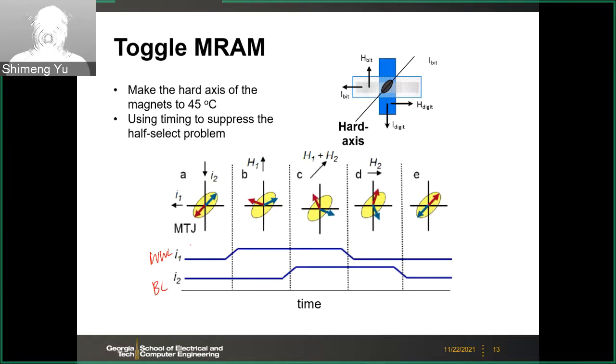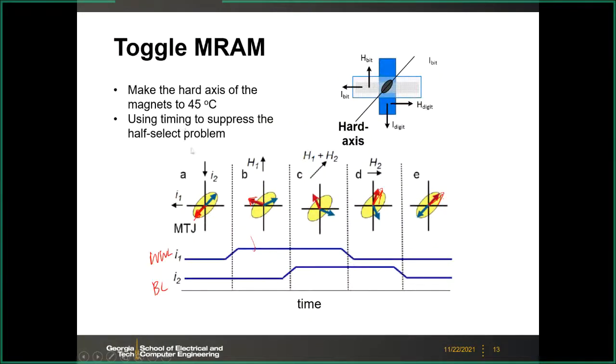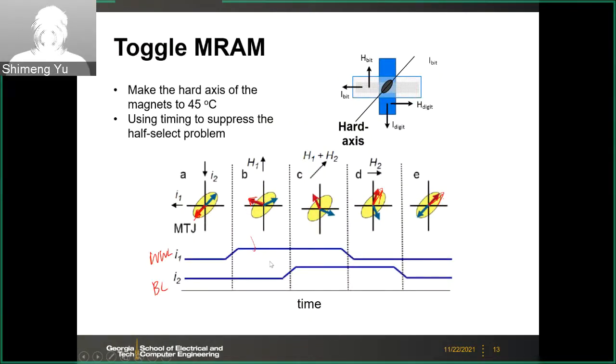First, you apply the WWL. So, for example, this is the initial direction for the magnetic layer, and after you apply the first current, you flip it a little bit. Then you apply both currents, and you keep flipping. After the first one is withdrawn, the second current will keep moving it to the right. So eventually you can flip this. This is to suppress the half-select problem, because you have a timing difference between the WWL and the BL currents.